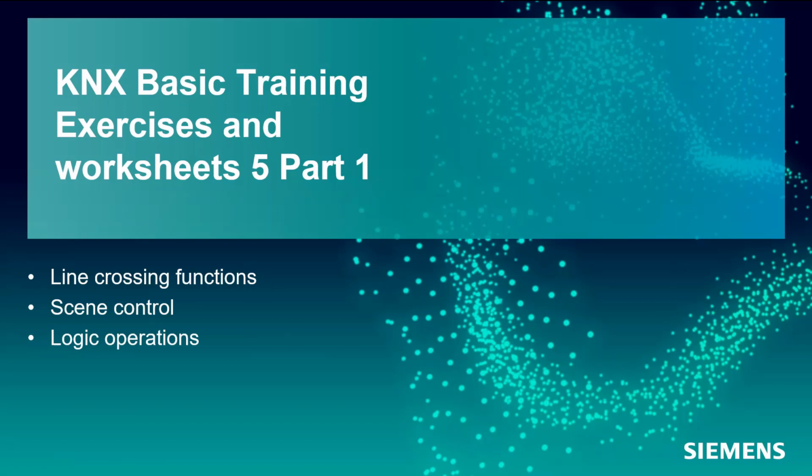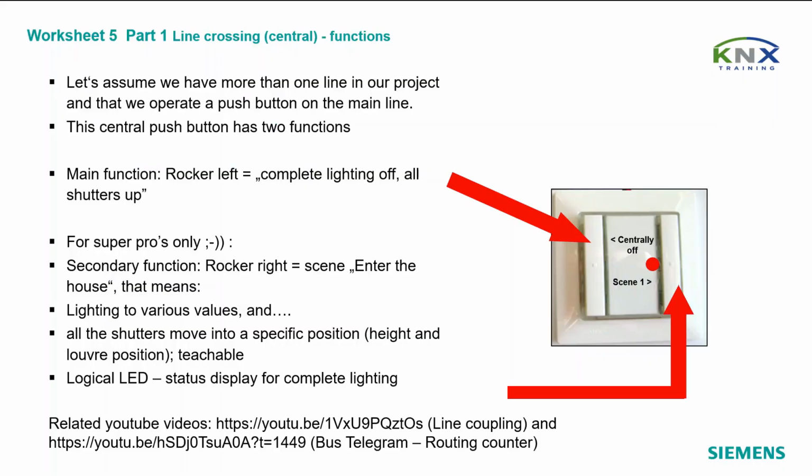This worksheet is mainly split into a mandatory part, dealing with all about interconnection of KNX lines, that is line couplers, their parameters, filter tables and configuration of line crossing functions, and an optional part, which ranges already in the advanced course level. This optional part deals with scene control and simple logical functions.